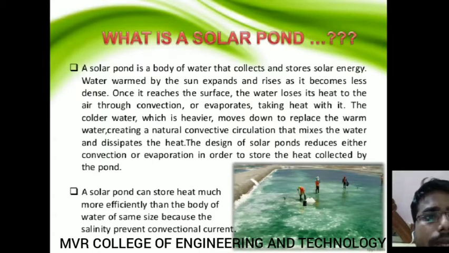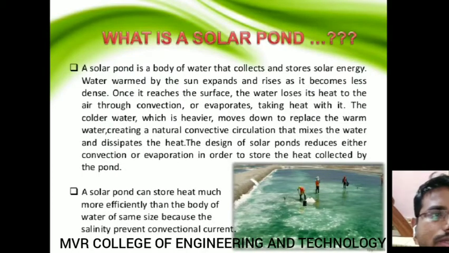I'm repeating again. The water warmed by the sun expands and rises, it becomes less dense. Once it reaches the surface, the water loses heat to the air through convection and evaporates, taking heat with it. The cold water, which is heavier, moves down to replace the warm water, creating a natural convection circulation that mixes the water and dissipates the heat. So this heat will be stored, and it will be converted into steam, and the steam energy will be converted into electrical energy.